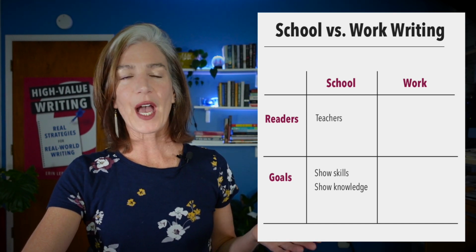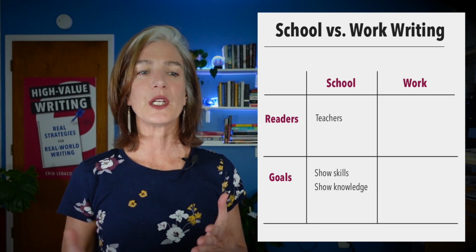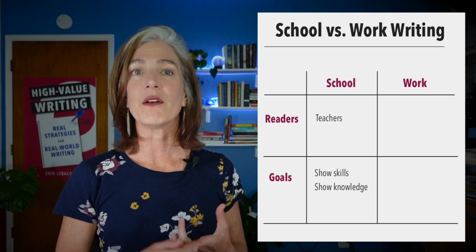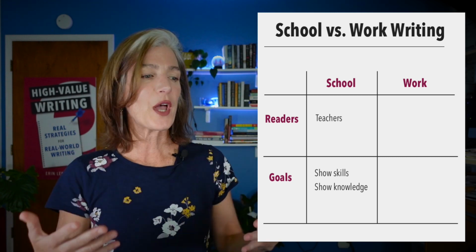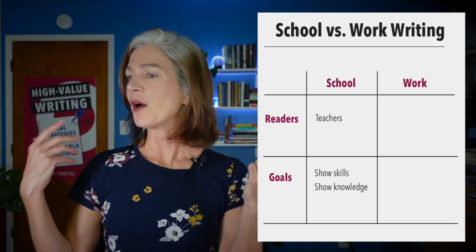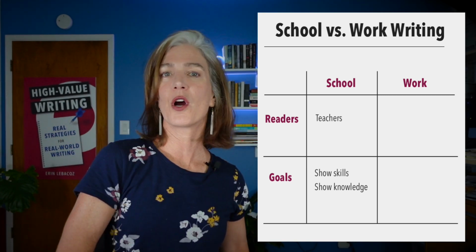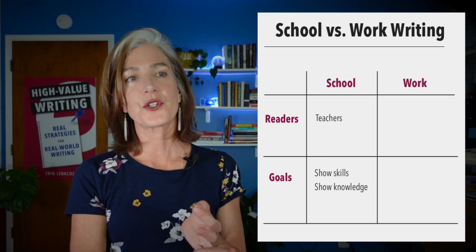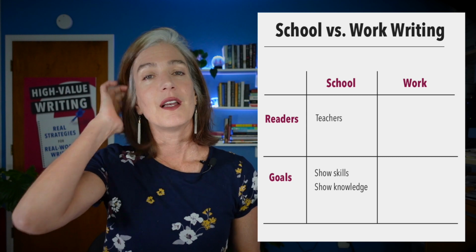But the goals of that kind of writing were largely to either show that we know how to do something or to show that we know something. So whether you were writing a paper on a historic event, art history, a war, you're trying to show I understand the topic, and you're also trying to show I have skills in writing and communication. So that was really the purpose when we wrote for school.